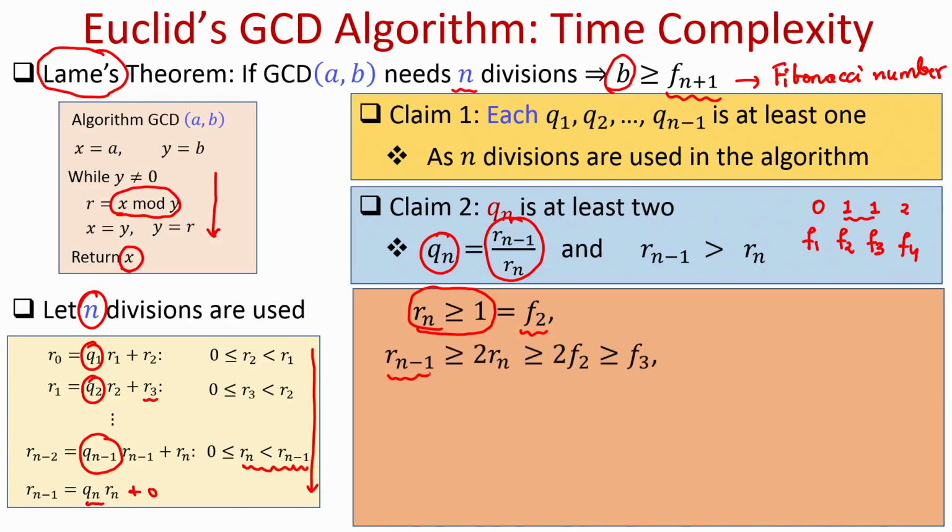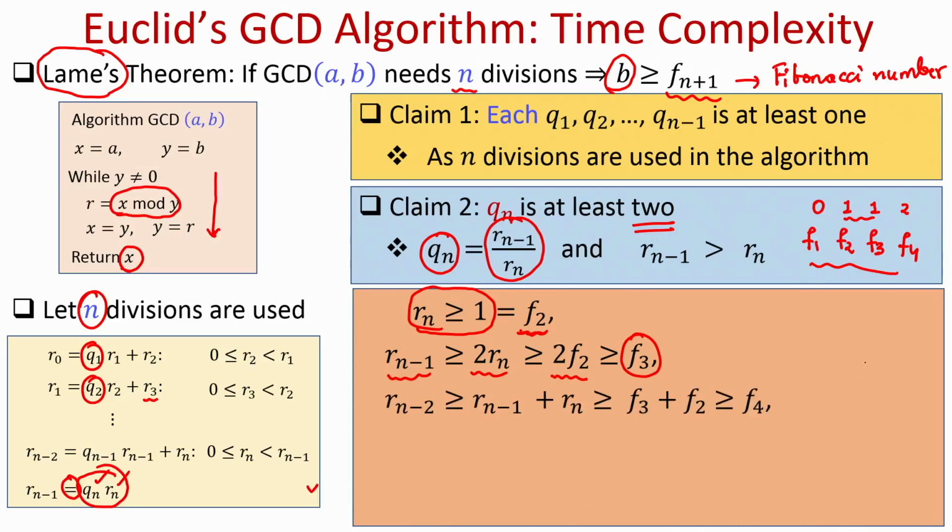Now, what about the previous remainder? So, the previous remainder R(n-1) is qn times Rn. Now, I already know that Rn is greater than or equal to 1 and I also know that qn is at least 2. So, this is an exact equality, but I know that Rn is individually greater than or equal to 1 and qn is individually greater than or equal to 2, and R(n-1) definitely will be now at least 2 times Rn, and 2 times Rn is nothing but, as I have already proved, greater than or equal to f2. So, I obtain that the (n-1)th remainder is as large as 2 times f2, and if you now compare it with the Fibonacci series here, this value is nothing but greater than or equal to f3.